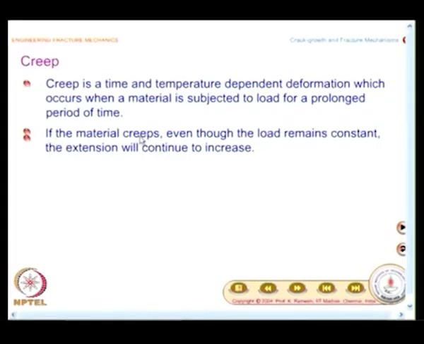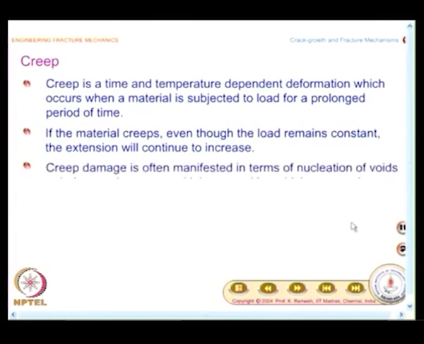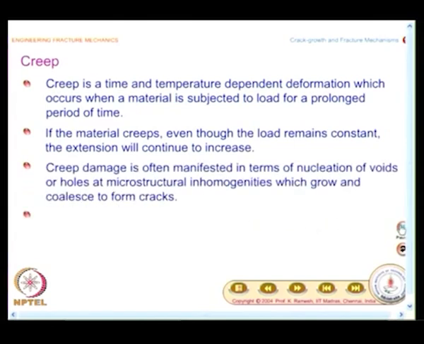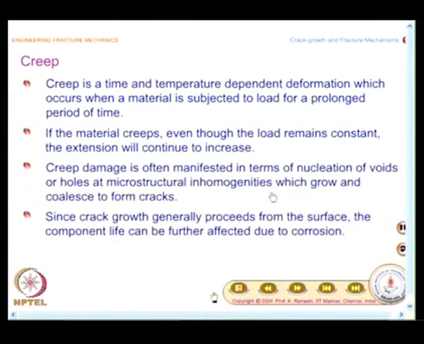If the material creeps, even though the load remains constant, the extension will continue to increase. That is what I mentioned, that you come across in the case of tar. This happens in the case of metals at high temperatures. And how does the creep crack grow?